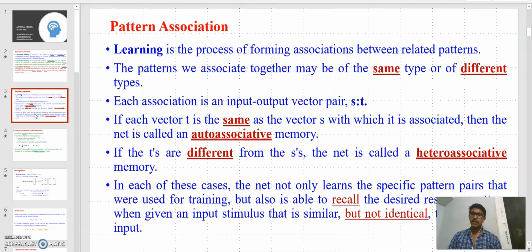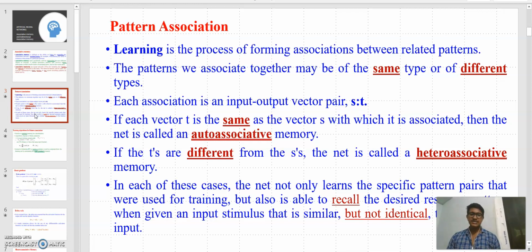Coming to pattern association, learning is the process of forming associations between related patterns. Each association contains an input-output vector. These patterns are associated together, and may be of the same type or different types. If each vector t is the same as the vector s with which it is associated, then the net is called an auto-associative memory. If the t's are different from the s's, then the net is called a heteroassociative memory.